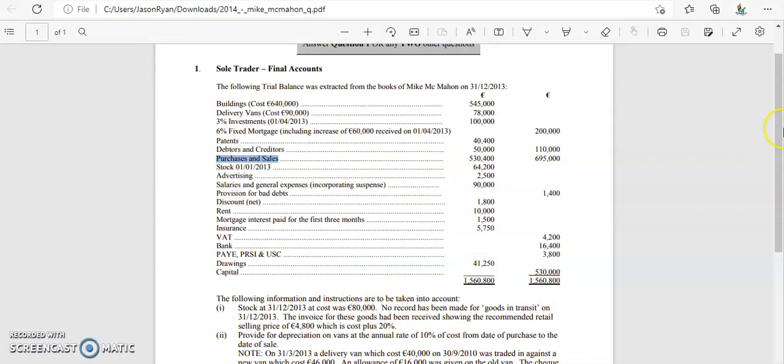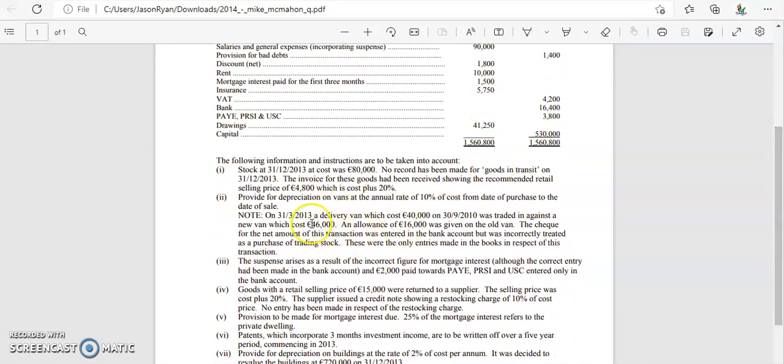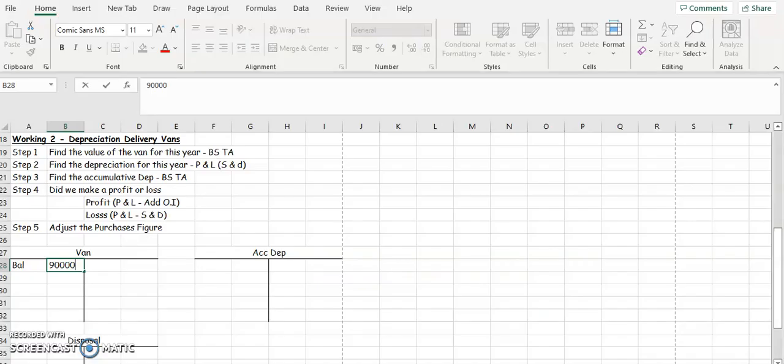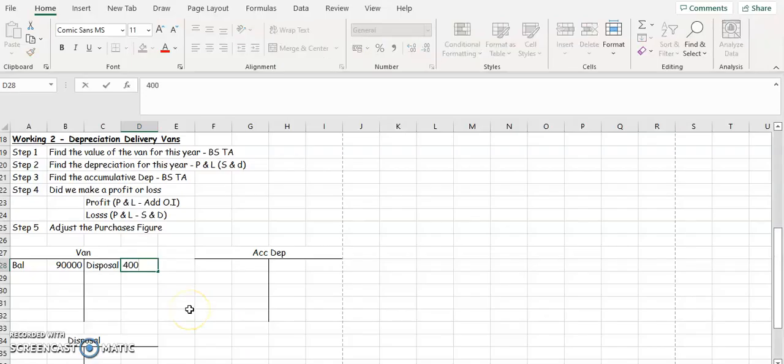Then I need to adjust it for the van that I sold and the van that I bought. So it's telling us here, a delivery van which cost 40,000 was traded in against a new van costing 46,000. So this 40,000 is a van I'm getting rid of. So to reduce my assets, I'm going to put it on the credit side. Okay, and that amount is for 40,000. Now the double entry is you're going to credit your vans and I'm going to debit my disposal account with the same amount.